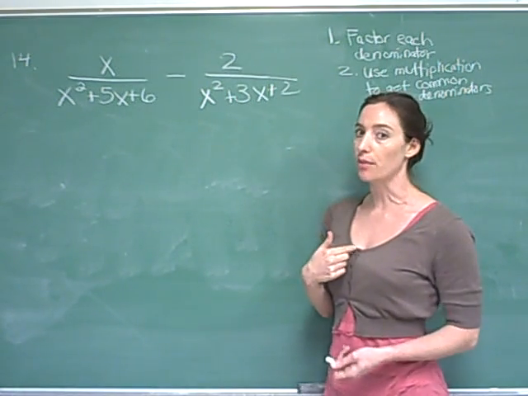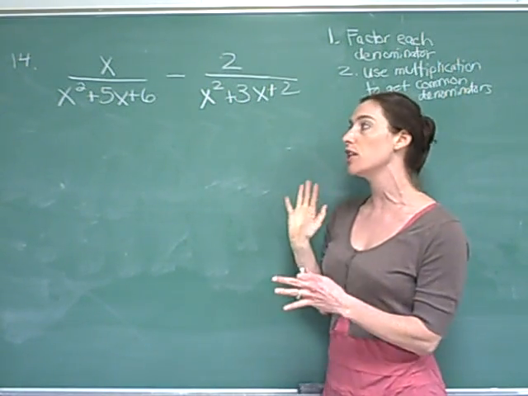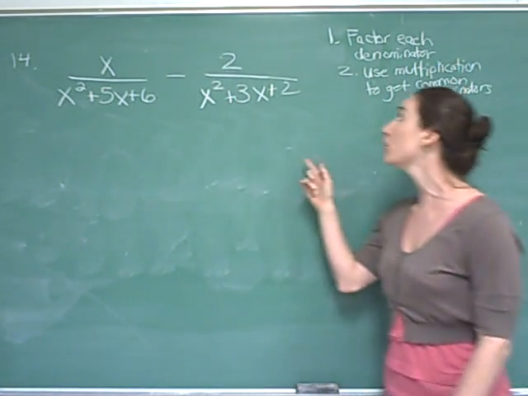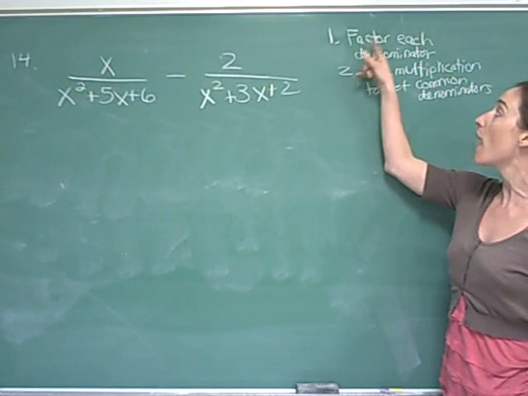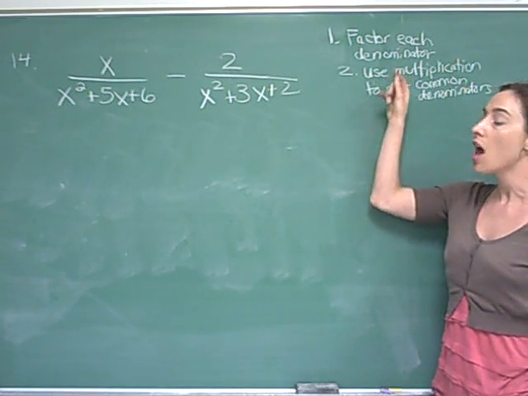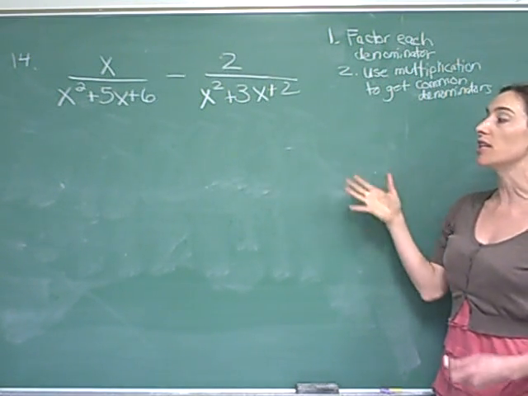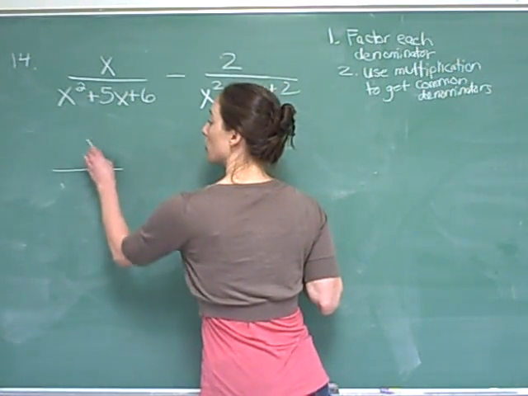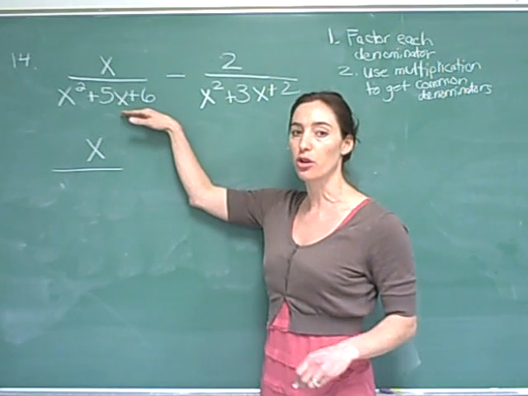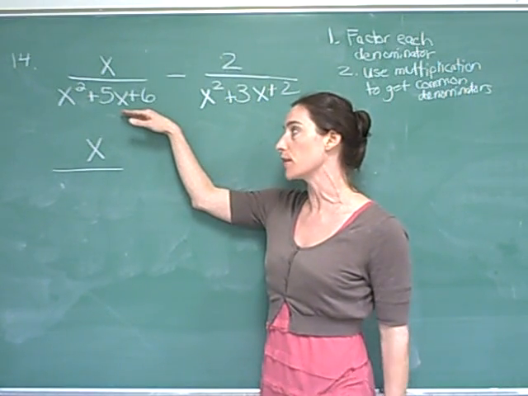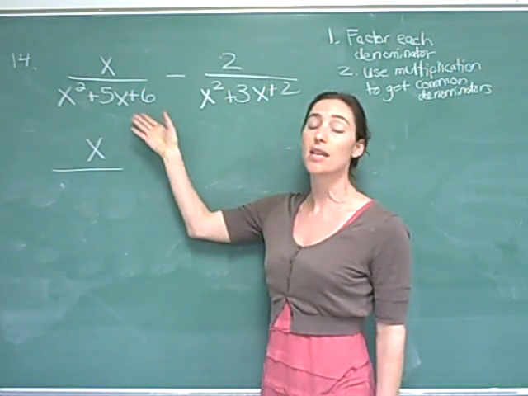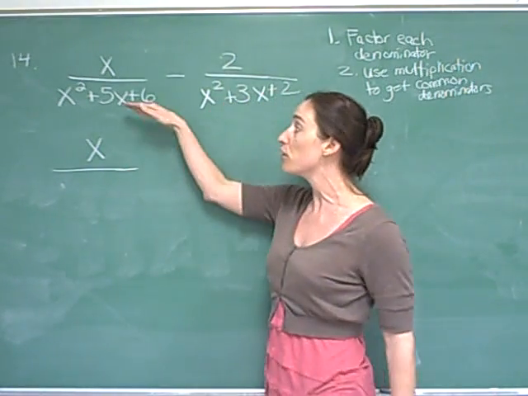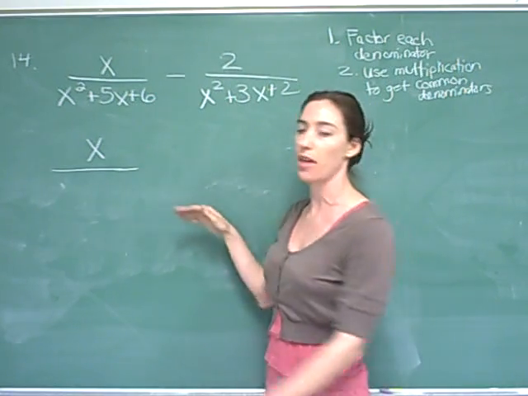So it's going to be our job to rewrite them and to manipulate each fraction to get the denominators to look identical. And the steps for doing that is to factor each denominator, and then we're going to use multiplication to get common denominators. So my first job is going to be to factor this trinomial into as many factors as possible. And I would use AC method to do this, but for this example, I'm just going to do some mental math. So here we go.